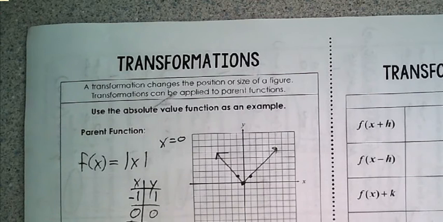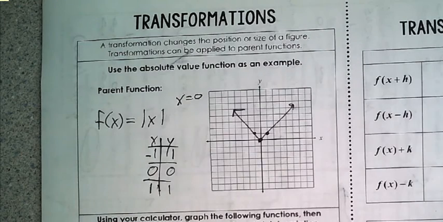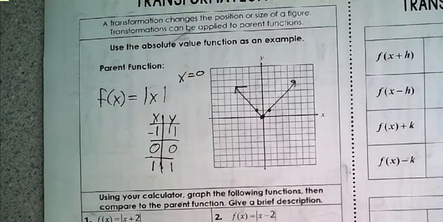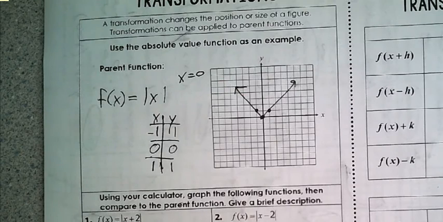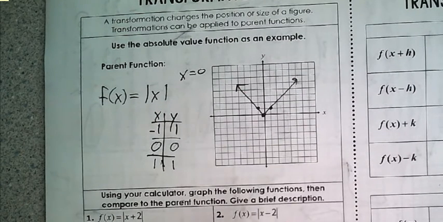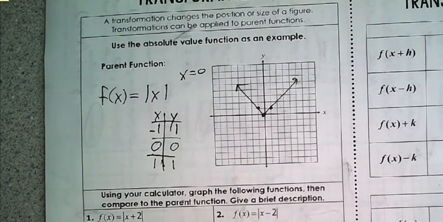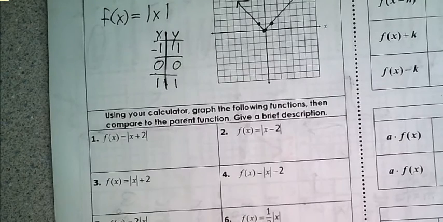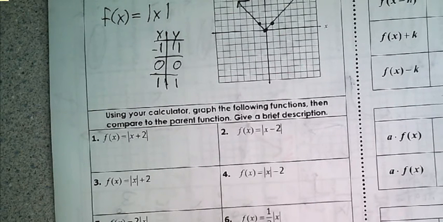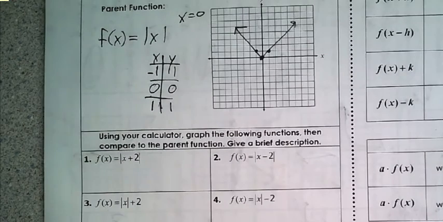Now, we are going to use our calculator to see what happens when we do certain things to this function. You can see in these problems that we're doing different operations. We might add to the x. We might subtract from the x. We might add to the function or subtract from the function. We might multiply by a number greater than 1 or a number between 0 and 1. Or we might have a negative out front. So we're going to see what happens in the calculator. If you do not have a calculator now, I'm going to stop the video so you can get one.